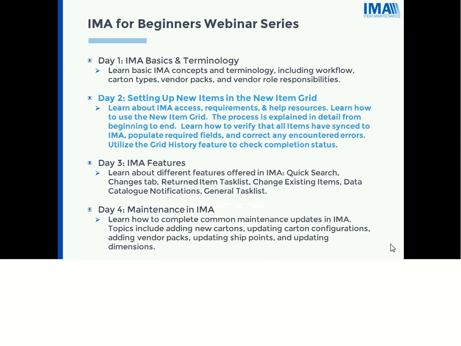And as I mentioned yesterday, it was the IMA basics and terminology. Today, setting up new items. Tomorrow, we're going to be discussing IMA features. Some of these include quick search, the changes tab, some of your different task lists besides the new data catalog tasks. And then day 4, we're going to be covering maintenance in IMA. In day 4, you'll learn how to complete common maintenance updates. This is usually on items that are already operational in IMA that may need changes. We'll be covering a lot of that information on Thursday, day 4.